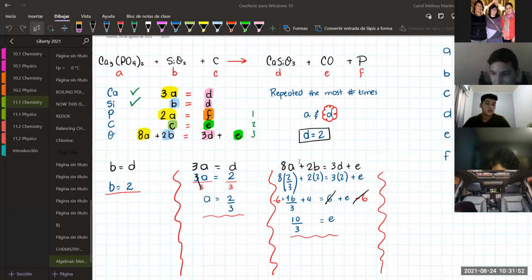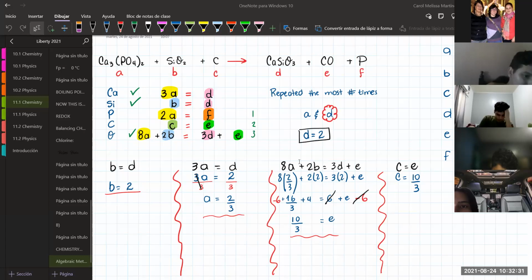Now I just need to find C and F, okay? This equation, I already used it. Now what equation can we, here you can either choose whatever, okay? We're going to finish with the rest of the equations. The number 2 seems easier. It says that C is equal to E. So C is going to be equal to the value that we obtain in E, which is 10 over 3. So C is 10 over 3.